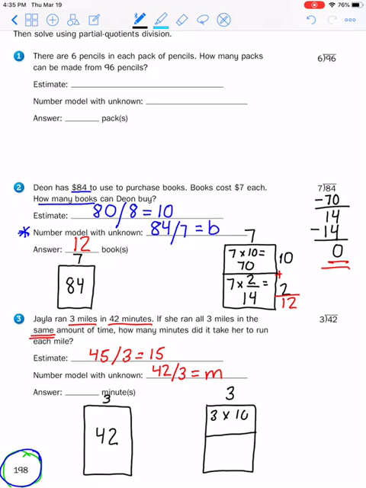3 times 10 equals 30. So I'm going to come over here, and I'm going to subtract 30 from that 42. And I'm left with 12. Now, I have 12. And I know 3 times 4 is 12. So I know I can then make a group of 4. And then you just add. So you find out that she ran each mile in 14 minutes.